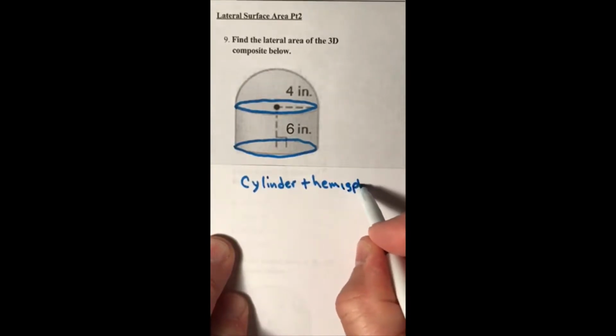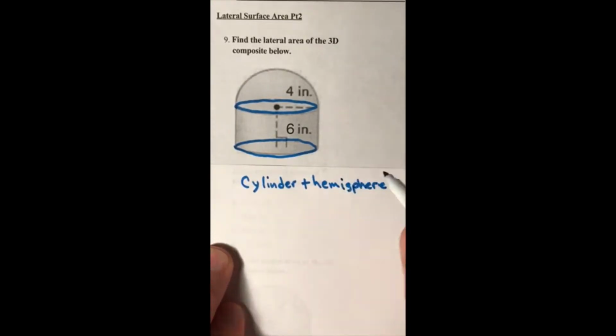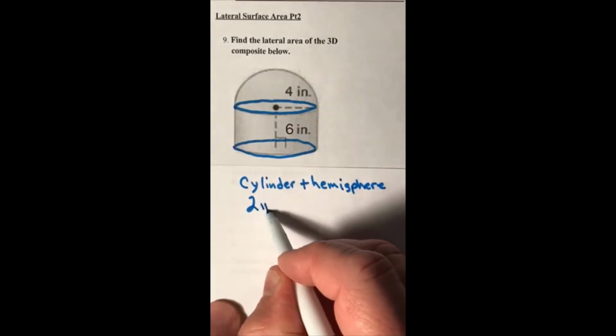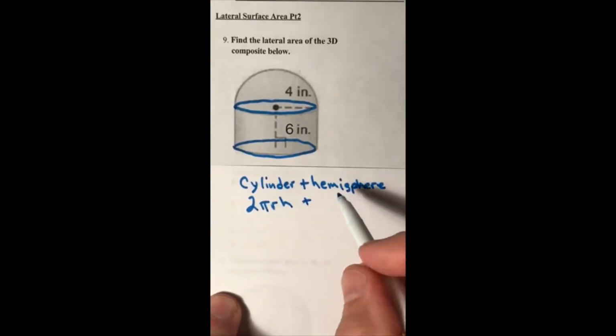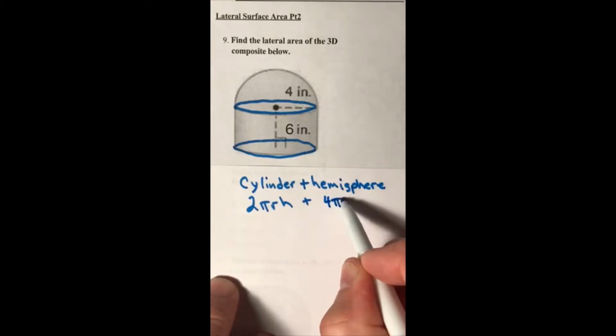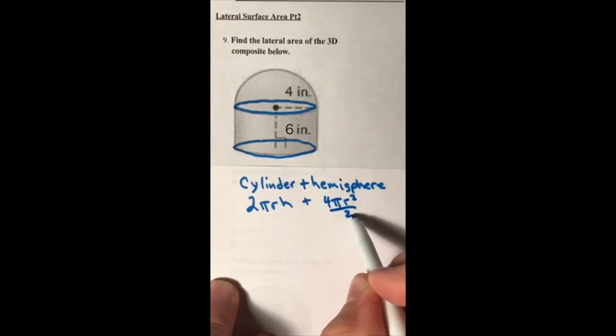You should know the formula used for a hemisphere. And for the lateral area of a cylinder, go to your formula chart. We are dealing with 2 pi rh plus, and then the hemisphere is 4 pi r squared divided by 2.